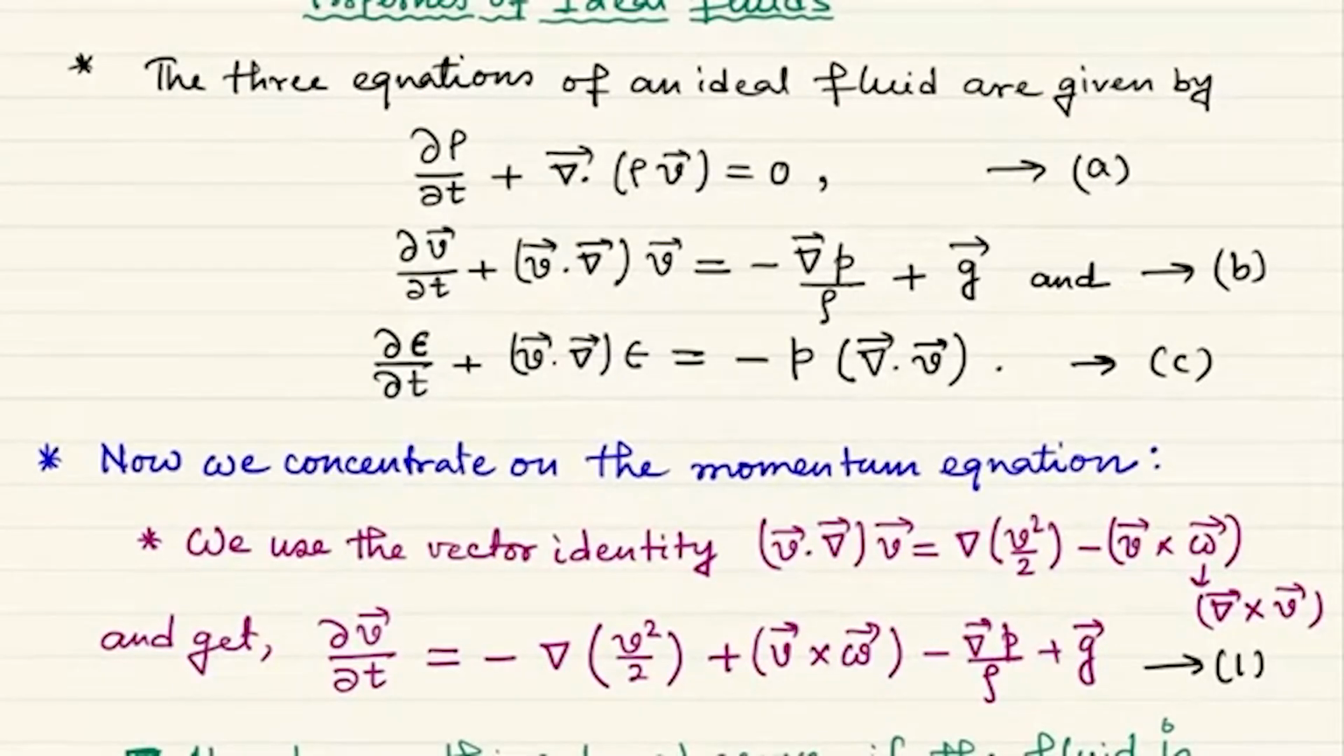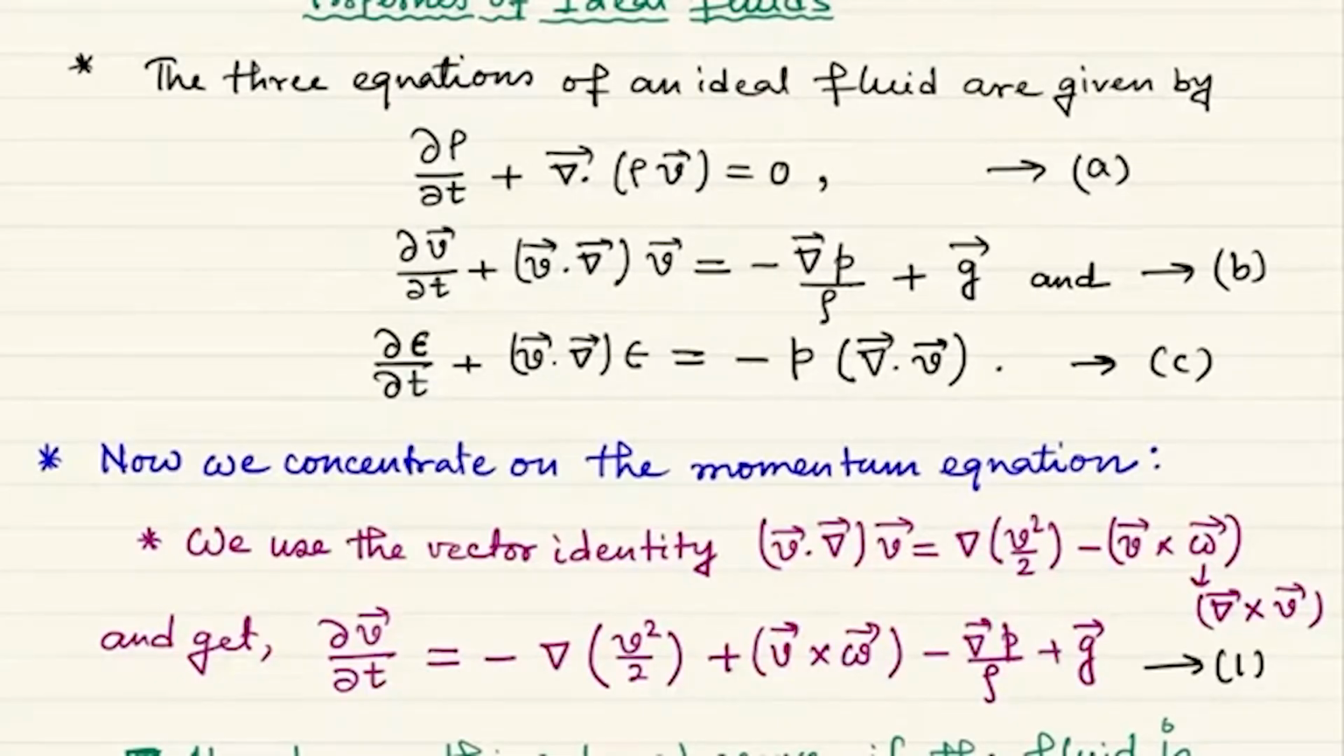Now we have 5 equations and 5 unknowns, rho, v and epsilon. The pressure p is also there, but we know that rho, p and epsilon can simply be written in terms of effectively 2 unknowns, n and T.